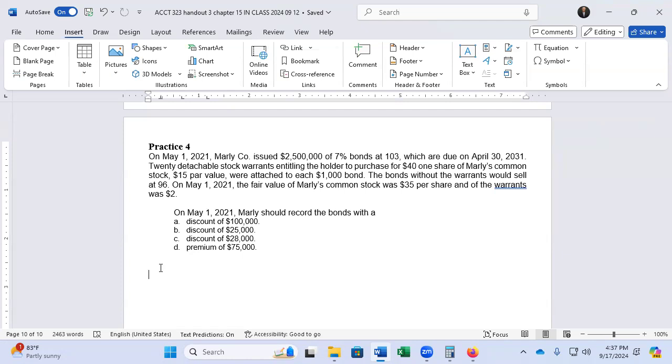To start off with calculating that fair value based on the information that they've given you, when they tell you it would sell without those, that tells you that that's what the fair value of that particular one is.